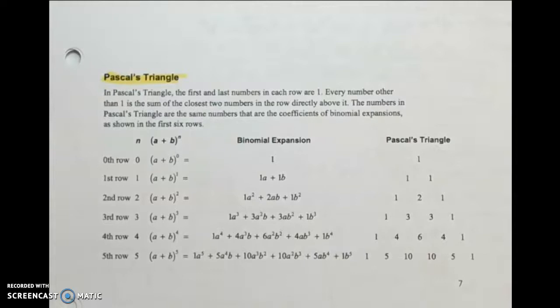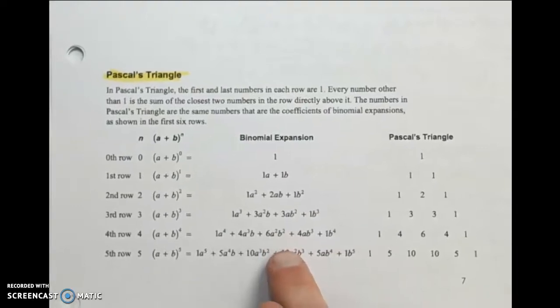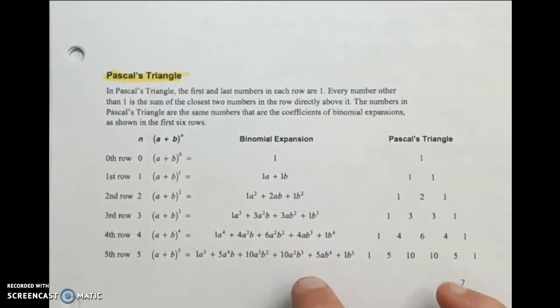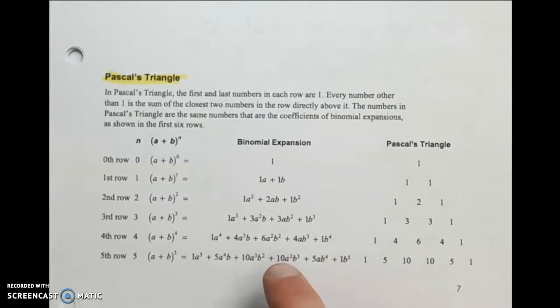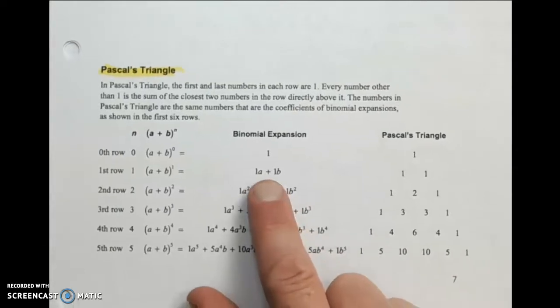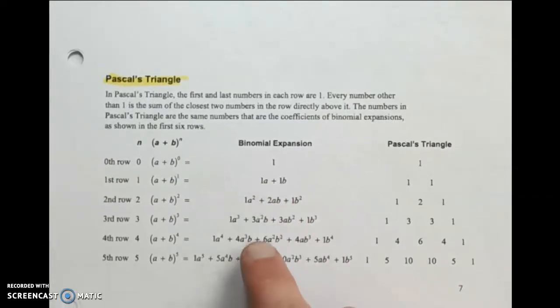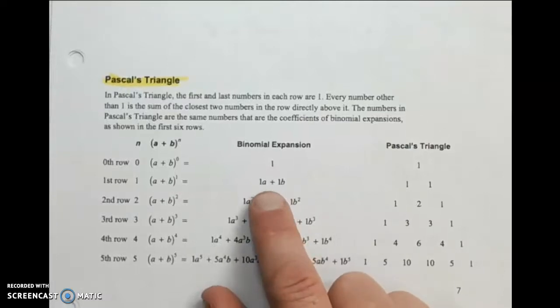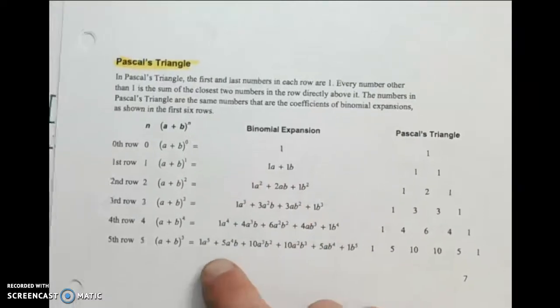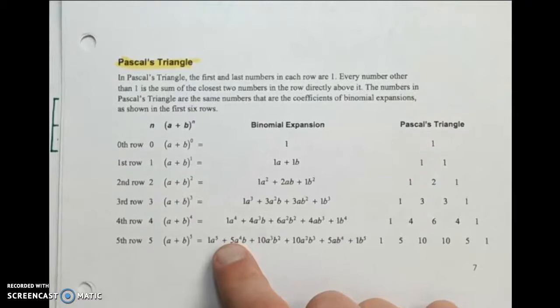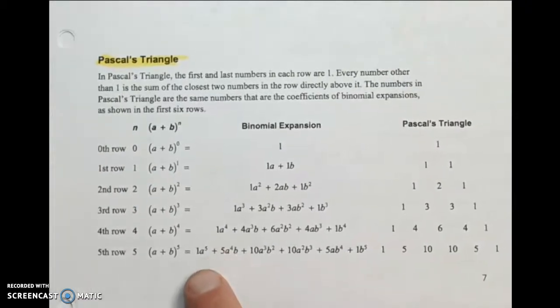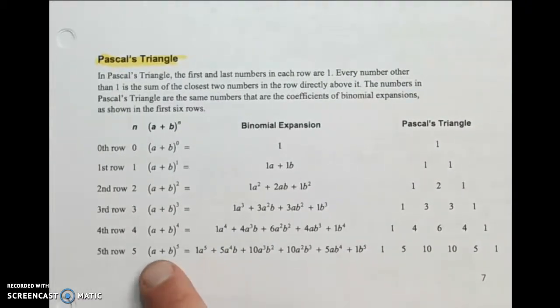Okay, the numbers in Pascal's triangle are the same numbers as the coefficients of the binomial expansion right here. So same numbers as the coefficients, but what changes is our variables and exponents, right? So, I'm going to just go down to the 5th row and explain that, and that should make sense. Okay, so A plus B to the 5th power.